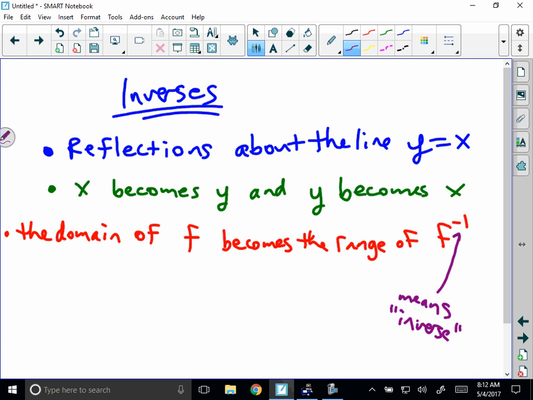So to be clear, we're not talking about 1 over f. It doesn't mean 1 over f in this context. That negative 1 exponent just simply means the inverse of the function f. Does that make a little bit of sense?